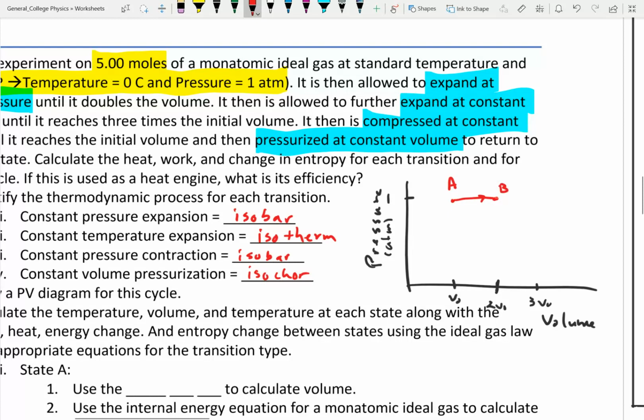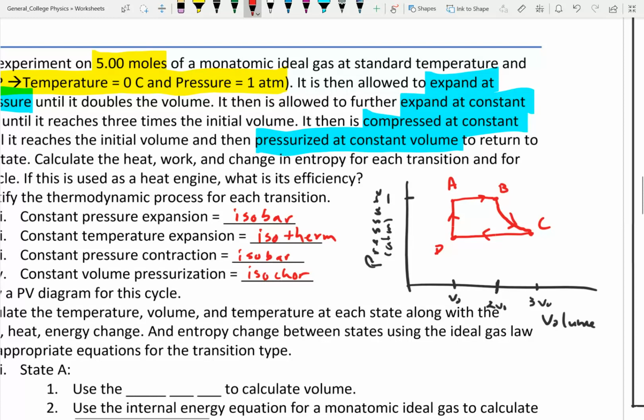Then we have an isotherm to get to state C. There should be some curvature there. I'm going to draw it with more curvature just to make it more clear. And then we have an isobar again coming back to state D. And then we go an isochore up to state A. So there's my PV diagram.